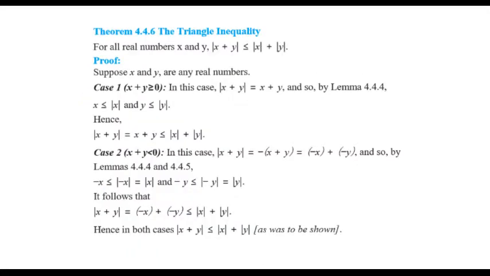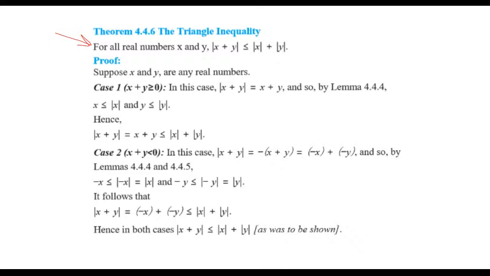And finally, we prove theorem 4.4.6, which is a very popular theorem called the triangular inequality. It basically says for all real numbers x and y, the absolute value of x plus y is less than or equal to the absolute value of x plus the absolute value of y. We are going to prove this inequality, and to do this, again, we use the method of proof by division into cases.